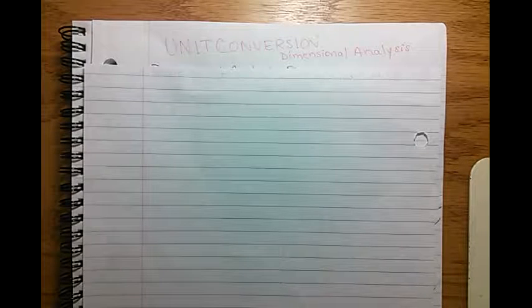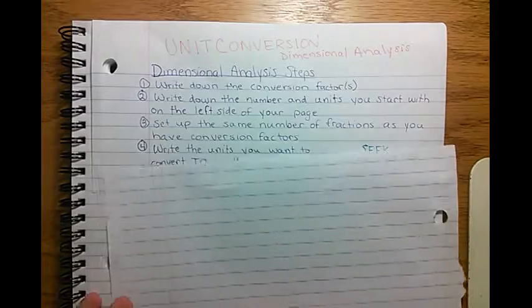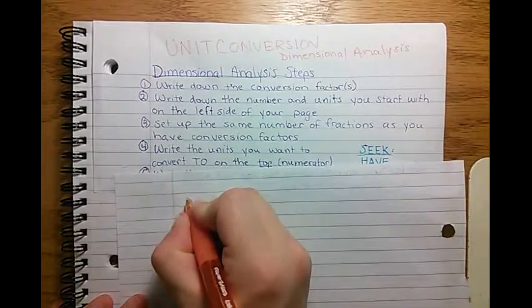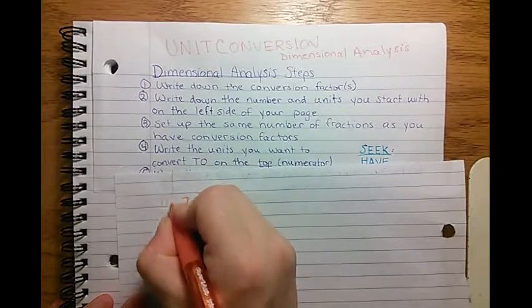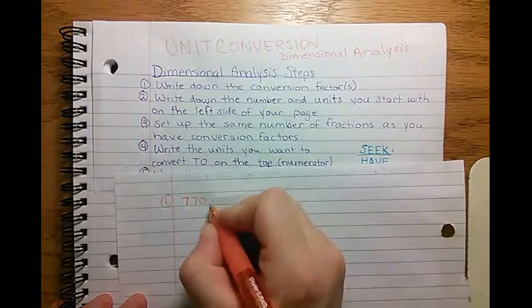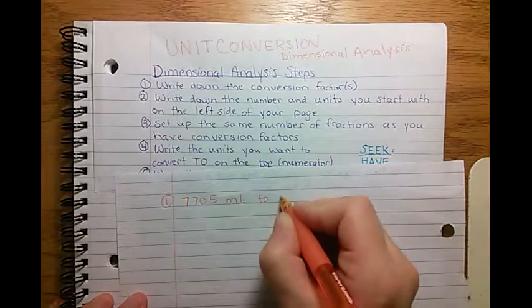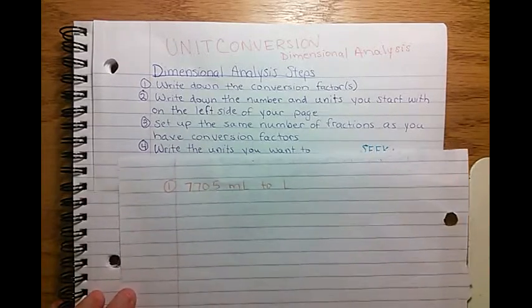Let's do one of the ones you've seen before, but instead of using the moving the decimal over method, we are going to use dimensional analysis. And I'm going to go for using an orange pen. So let's do this problem.